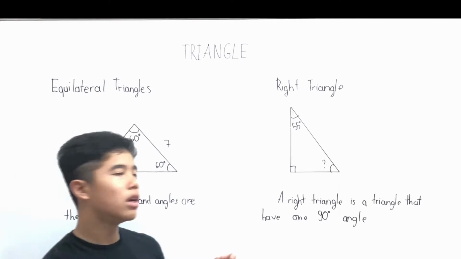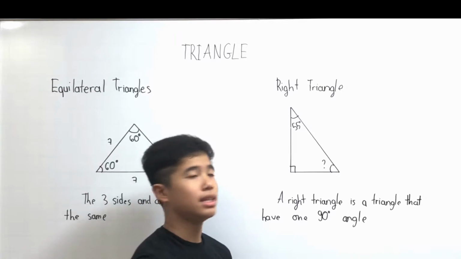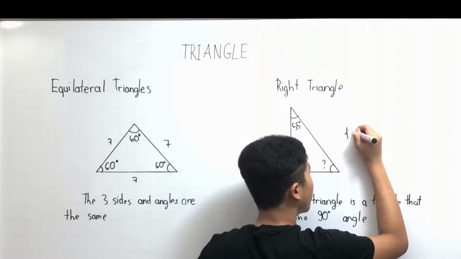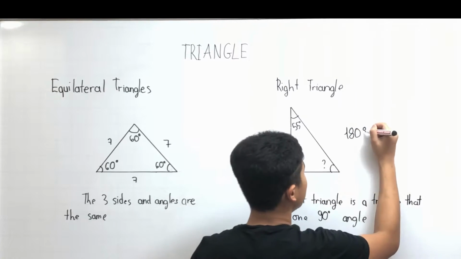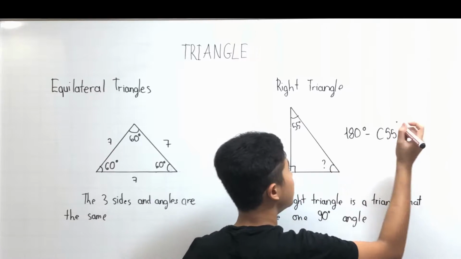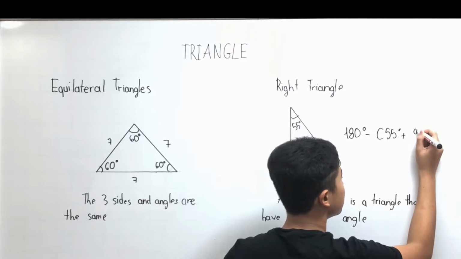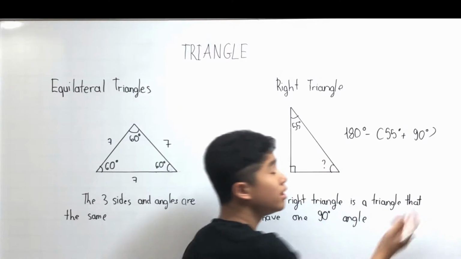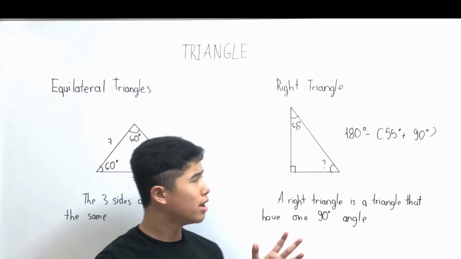That means one angle must be equal to 90 degrees. So we know two of them already. We just take 180 degrees minus 55 degrees, which we also have right here, plus 90 degrees, because this is a right triangle. Let's calculate them.